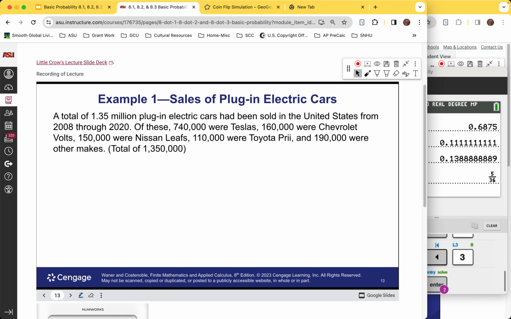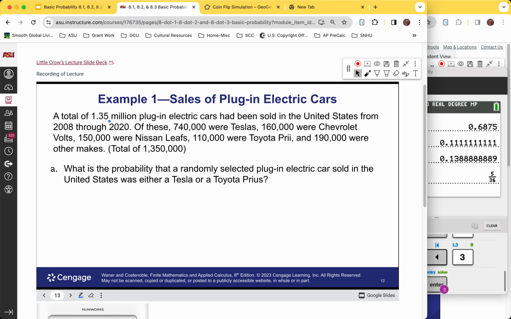The question we're going to get asked, so that's a total of 1,350,000. Actually, I didn't see it up here, but so what is the probability that a randomly selected plug-in electric car sold in the United States was either a Tesla or a Toyota Prius? So again, we're just going by what's been observed. So we will add the Teslas together with the Priuses. Where's the Prius? Toyota, oh, something got cut off.